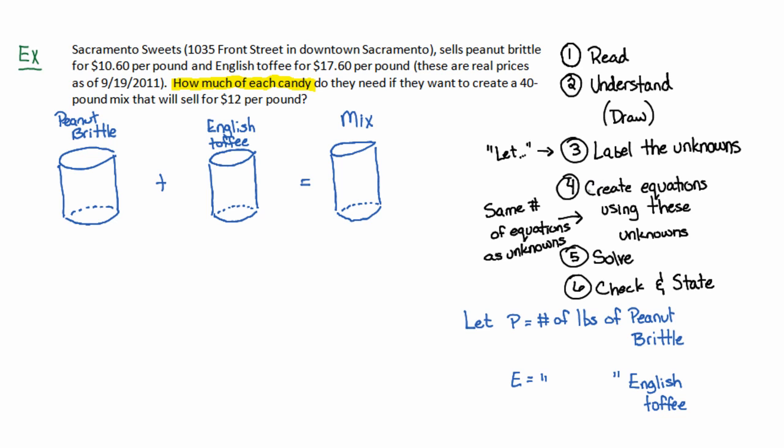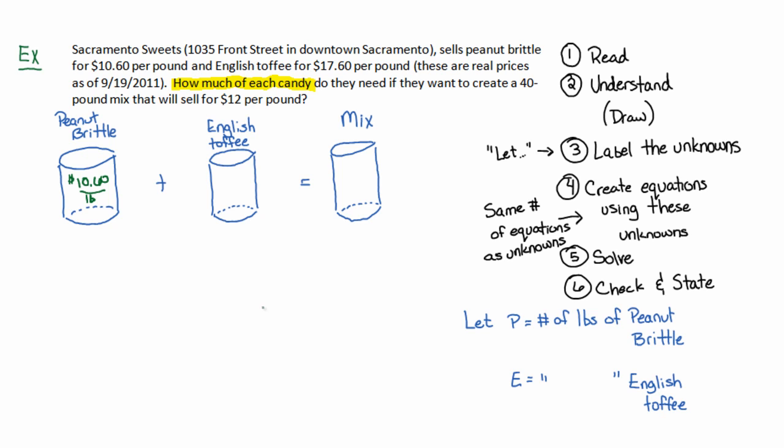So now that I've labeled the unknowns, let's create equations using these unknowns. And I'm going to do that using my pictures if I can. So imagine walking into a store. There are a couple things that are going to be on this bag of peanut brittle. The price, which they told us, the peanut brittle sells for $10.60. Oops, that's not right. $10.60 per pound. And then the other thing is how many pounds this actually is.